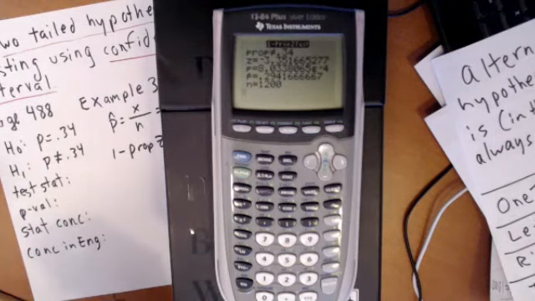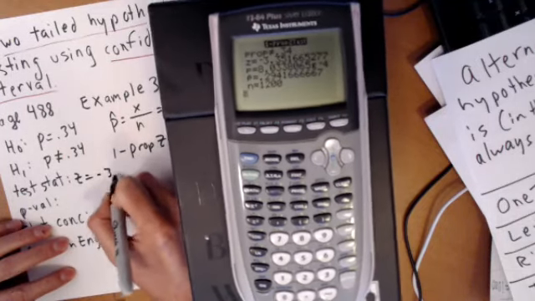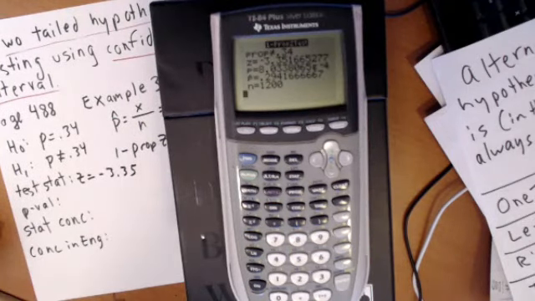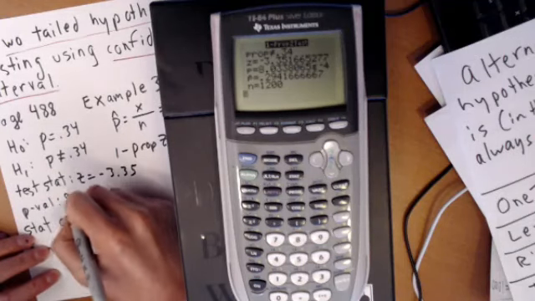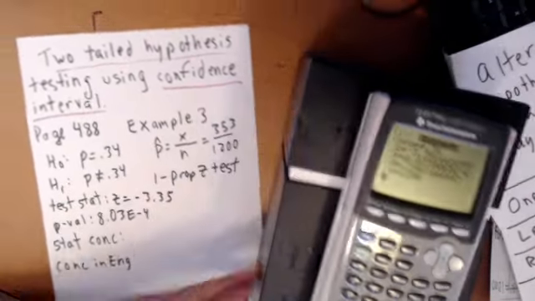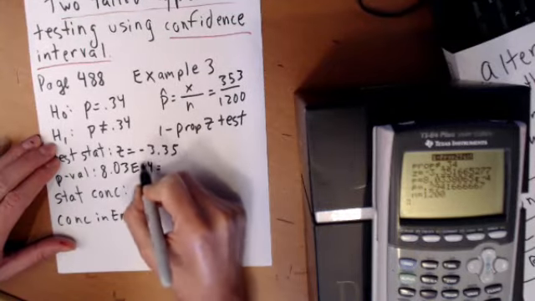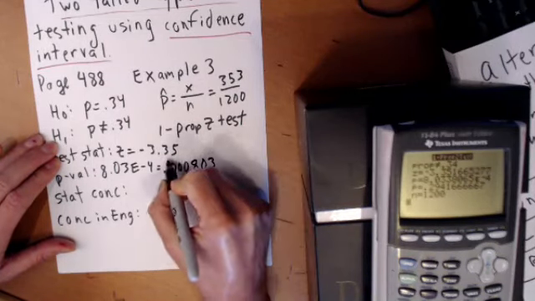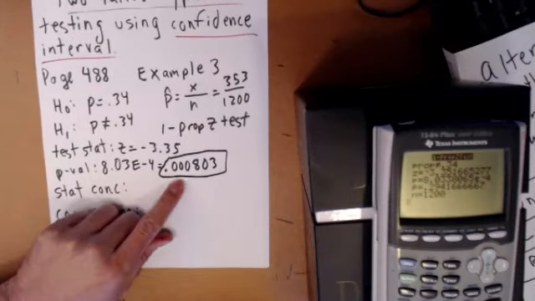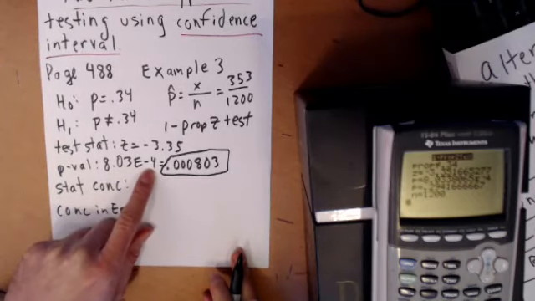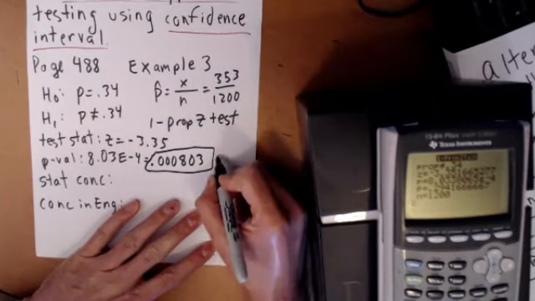And you see that we get a test stat of Z equal to negative 3.35. That's a p-value of 8.03 E negative 4. So hopefully you remember how to deal with that. Move the decimal 4 places to the left, which gives us 0.000803. So my p-value is a really, really tiny number. Hopefully you're cool with scientific notation. We talked about it before. This number is way less than alpha.